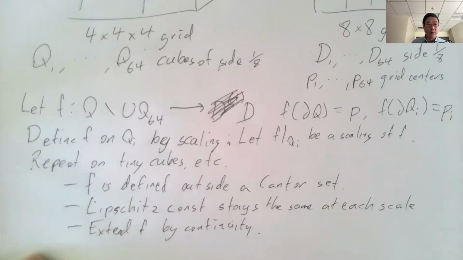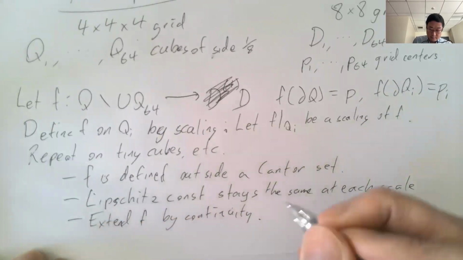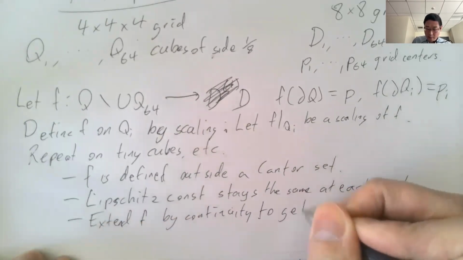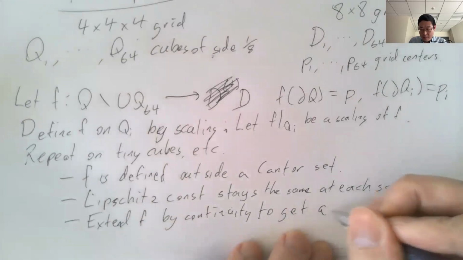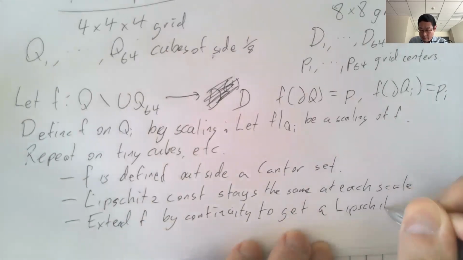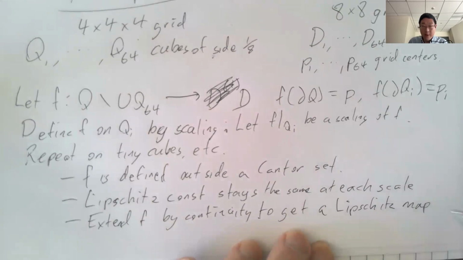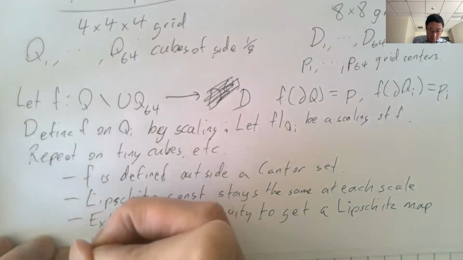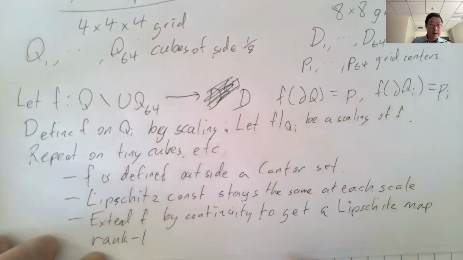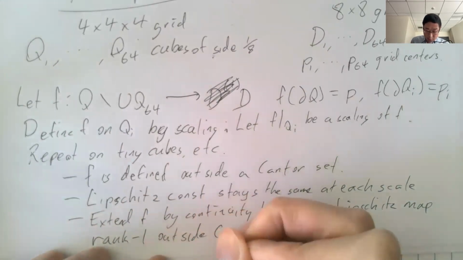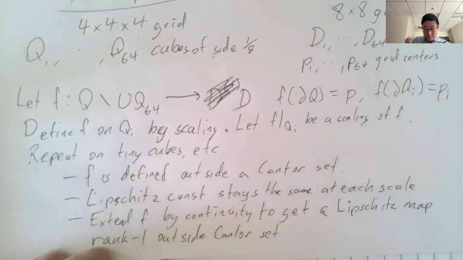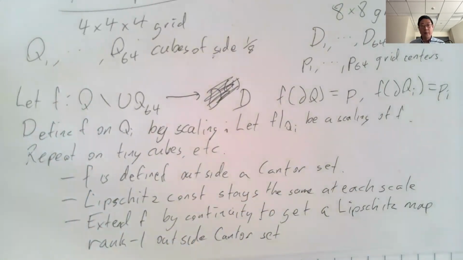And then what's the result? Well, we have a map which is Lipschitz, which is rank one outside the Cantor set. But the Cantor set has measure zero. So this is a map which is rank one almost everywhere.